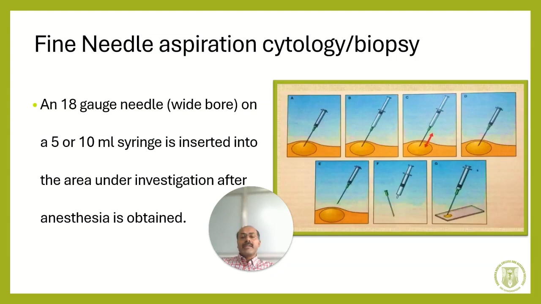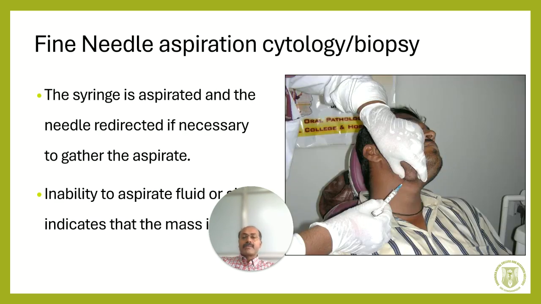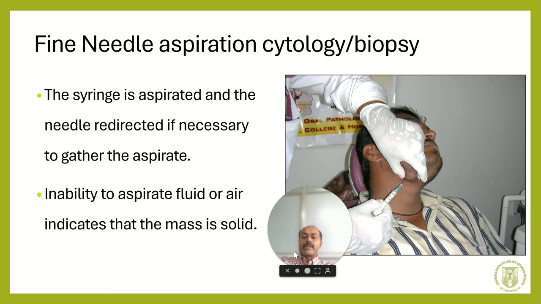An 18 gauge needle, which is a wide bore needle, with a 5 to 10 ml syringe, is usually inserted in the area under investigation after administering anesthesia. The syringe is aspirated and the needle is redirected if necessary to gather the aspirate. If there is inability to aspirate fluid or air, it indicates the lesion is solid.